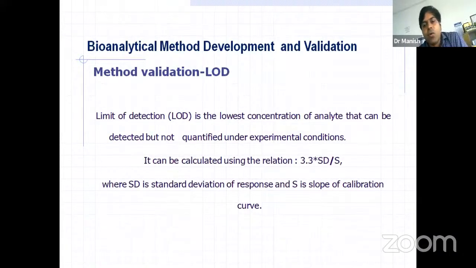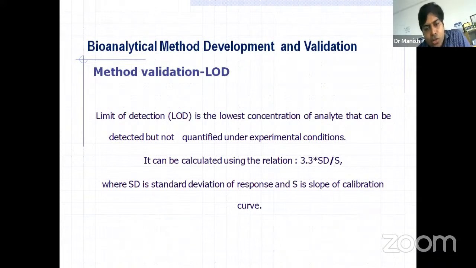The units of this LOD are microgram per ml or nanogram per ml. Whatever units you are using for preparing calibration standards should be used for this LOD. So the SD is nothing but the standard deviation of response, that is y-intercept, and this is the slope of calibration, average of slope of calibration.